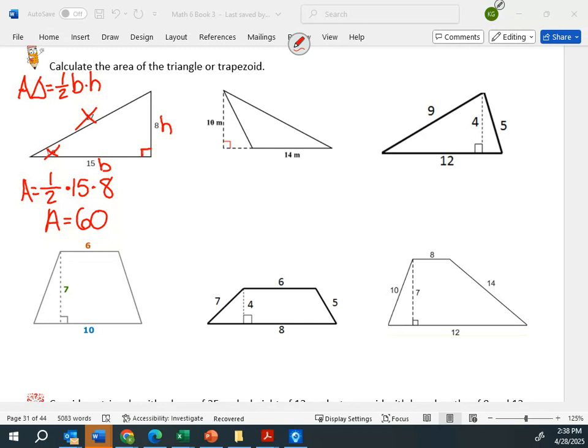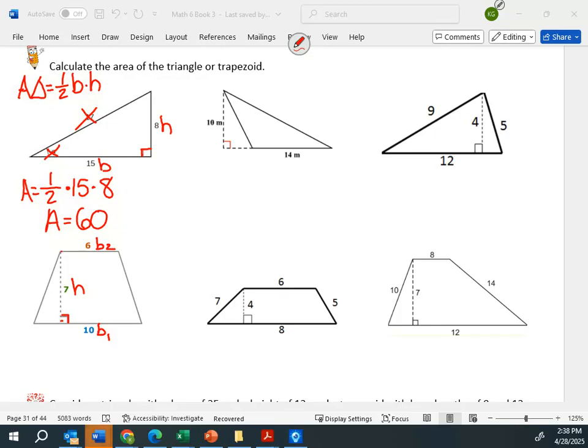So now for my trapezoid, I'm going to label these. I know my base 1 is on the bottom, my base 2 is on the top, and my height, I'm gonna look for that right angle where base 1 goes directly up to base 2. That is my height. So always, always, always look for the right angle. Now I'm going to put it in. I personally like to use the second formula.